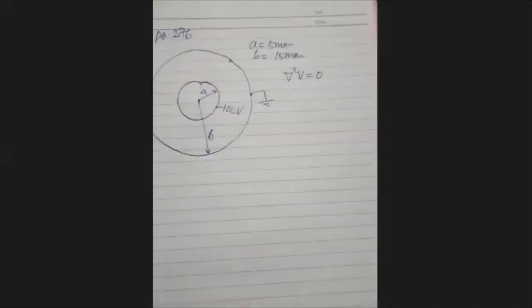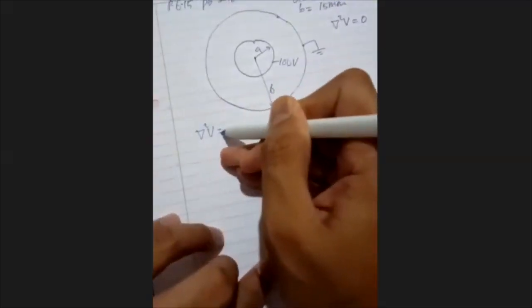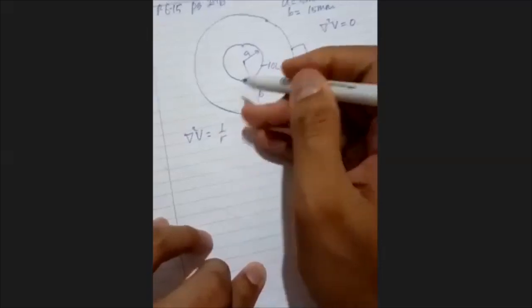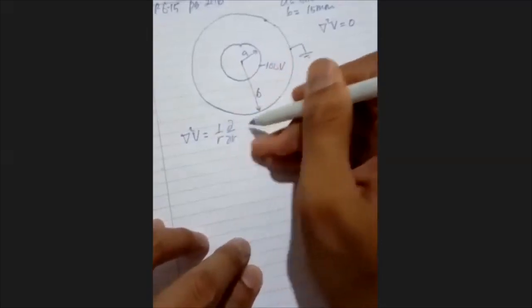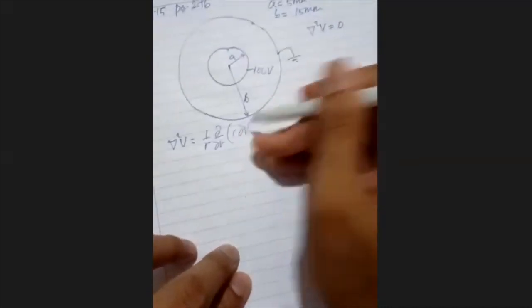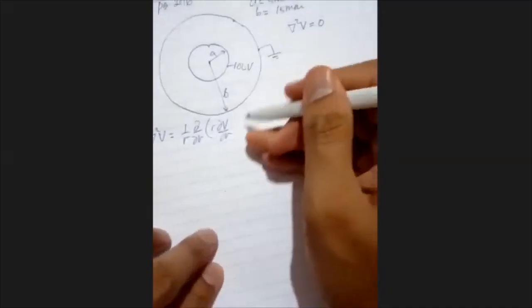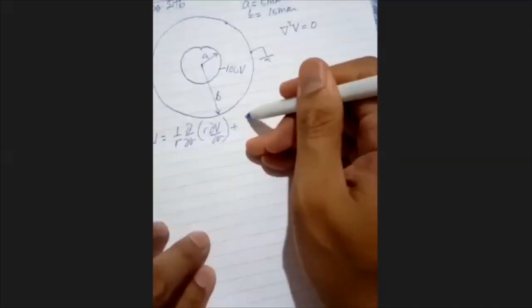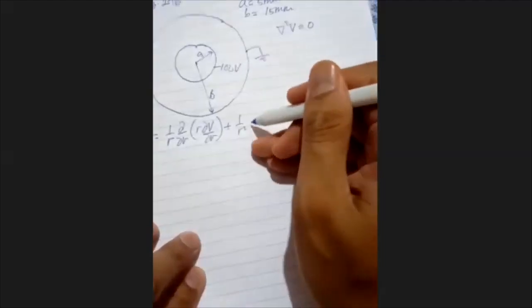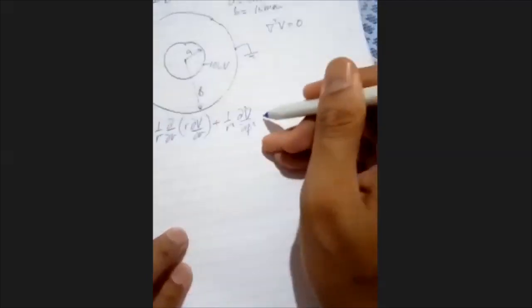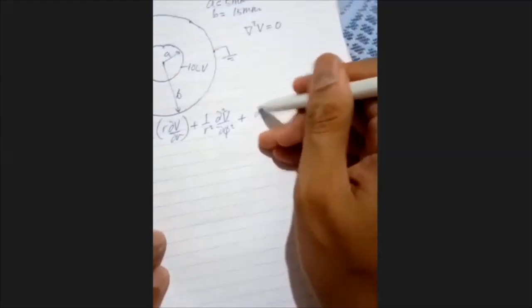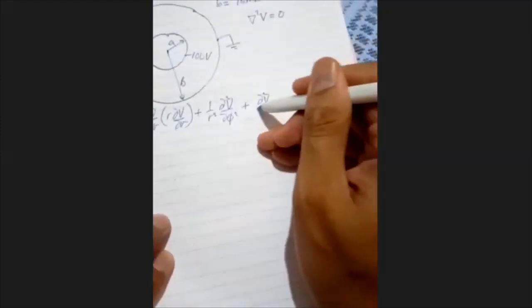for the case of cylindrical, del squared V is equal to 1 over r d over dr of r dV over dr, plus 1 over r squared d squared V over d phi squared, plus d squared V over dz squared. Okay, guys.